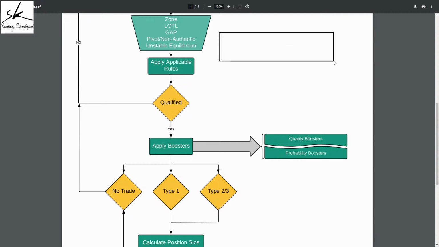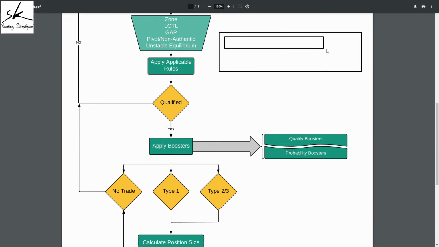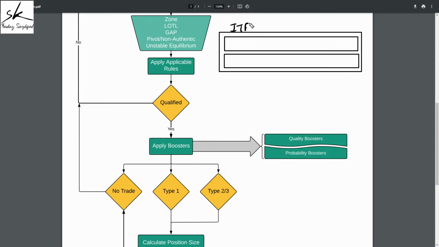Very simple concept. If you have an intermediate time frame zone and the same intermediate time frame zone divides into multiple zones on the lower time frame. So when your intermediate time frame zone is dividing into multiple zones on the lower time frame, we call it a case of level on top of level.